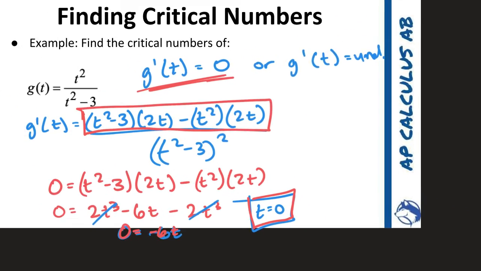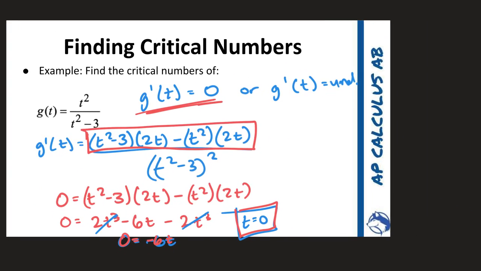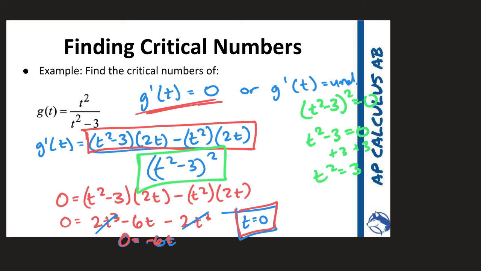Now I need to look for when it's undefined. When it's undefined, I'm looking at this denominator, and whenever that is equal to 0. So I look at t squared minus 3 squared, and I set that equal to 0. If I take the square root, I just get t squared minus 3. If I add 3 to both sides, I get t squared is equal to 3. Take the square root, and I get t is equal to plus or minus the square root of 3.